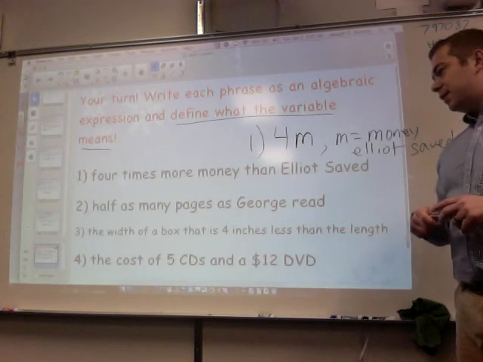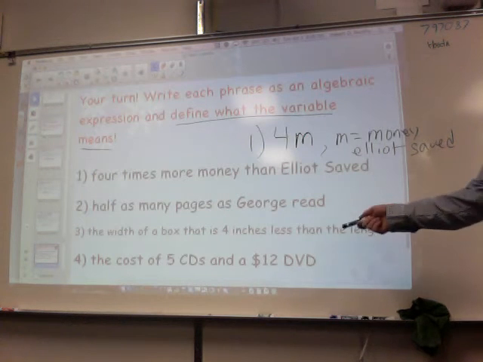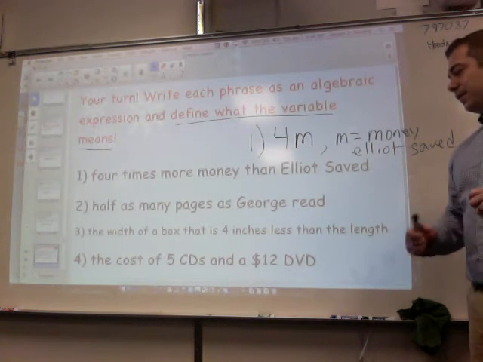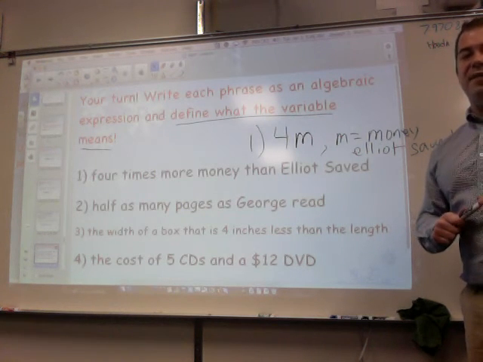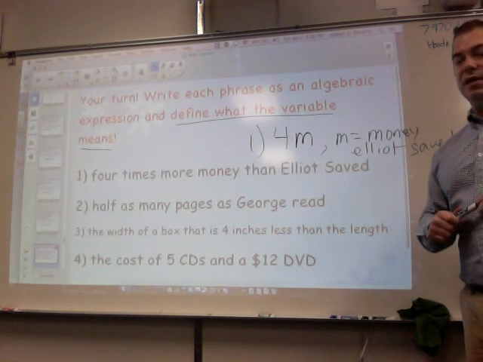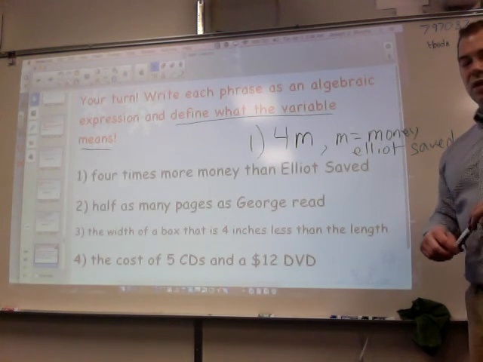All right, and then 3 is, if you can't read it because I had to write it smaller, the width of a box that is 4 inches less than the length. I'll read it again. The width of a box that is 4 inches less than the length. And number 4, the cost of 5 CDs and a $12 DVD. So number 4 is like one of those two-parters where you're going to have to do 2 things there.